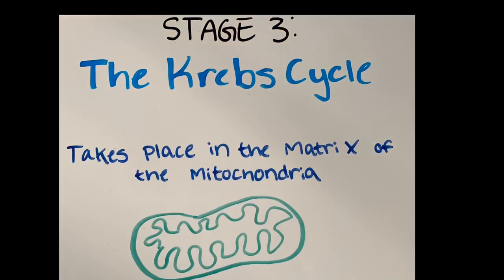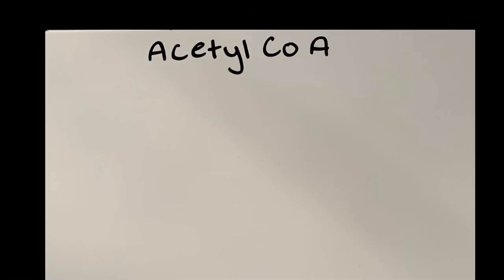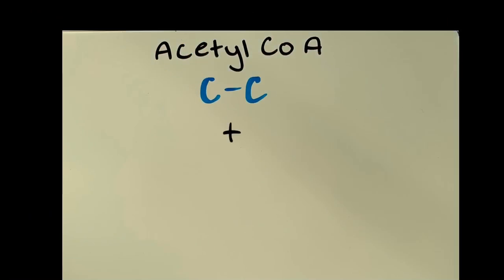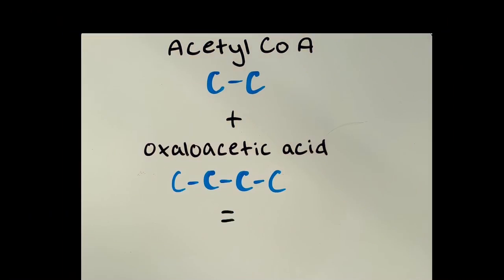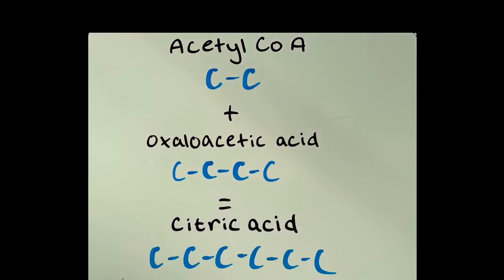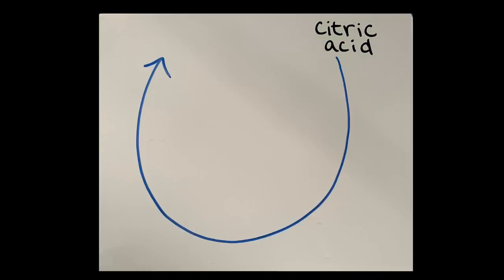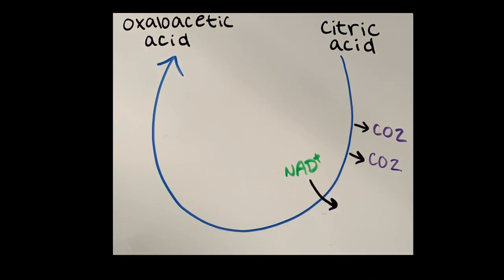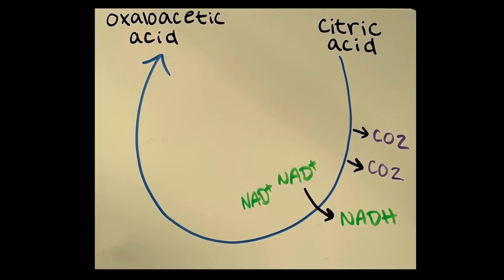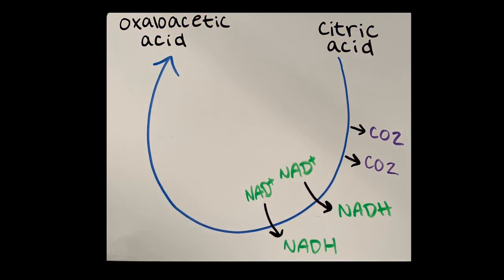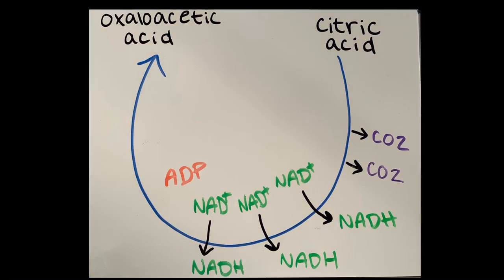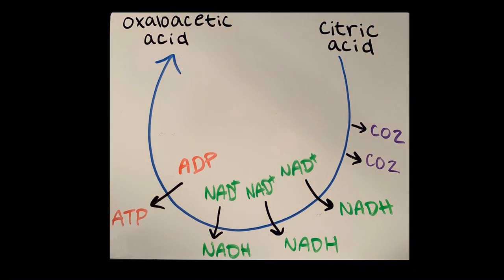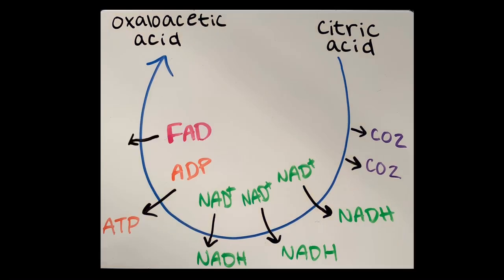Then it's time for stage 3, the Krebs cycle. This takes place in the matrix of the mitochondria. Once again, everything in the Krebs cycle happens once for each of the 2 acetyl-CoA formed. First, the acetyl-CoA combines with oxaloacetic acid to form citric acid. This citric acid becomes oxidized through many steps to turn back into oxaloacetic acid. Through this oxidation process, 2 carbons are removed since citric acid is a 6-carbon molecule and oxaloacetic acid is a 4-carbon molecule. This cycle also reduces NAD+ to NADH, ADP to ATP, and FAD to FADH2.